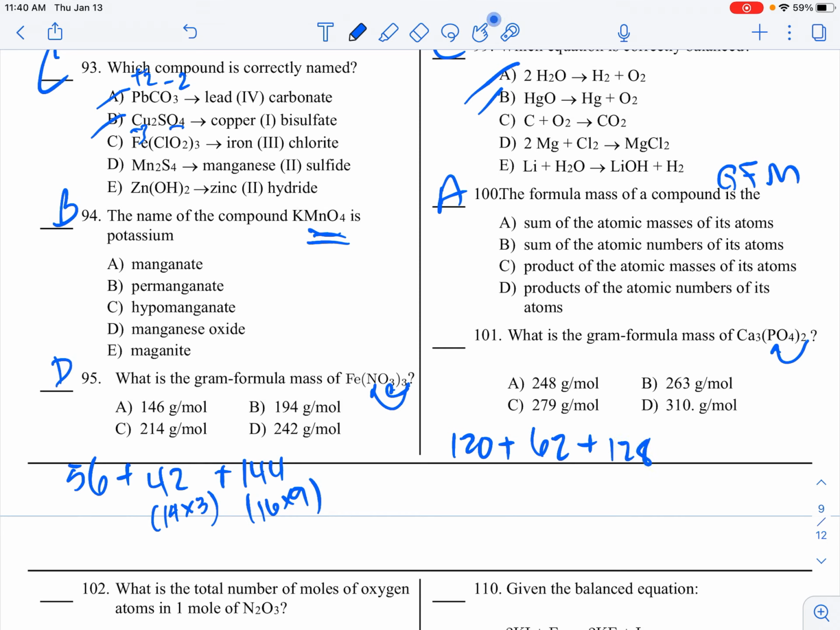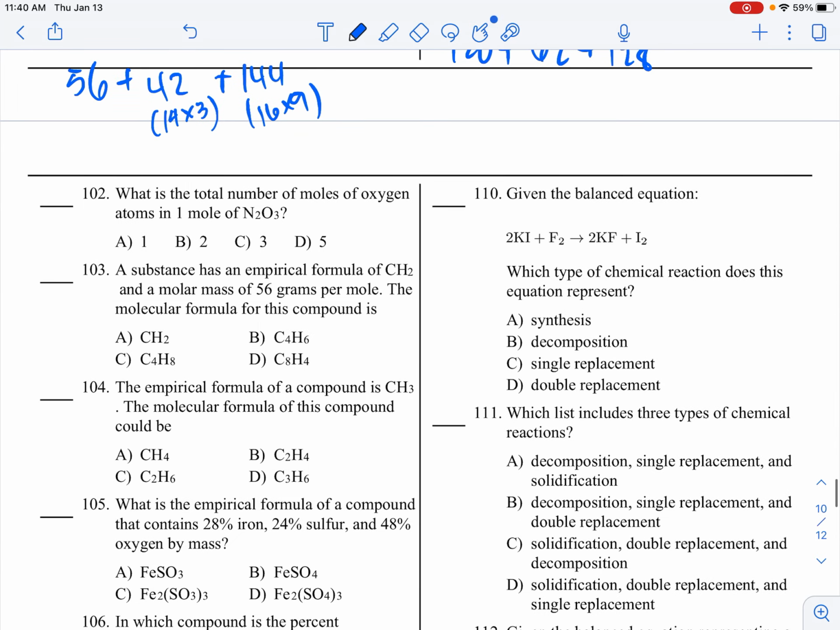So let's add those up. Hold on. Just adding them. And you get 310. Okay. Oh boy. What is the total number of moles of oxygen in 1 mole of that? So that's kind of a silly question, but it's 2 moles of nitrogen, 3 moles of oxygen, the molar ratio. So we're going to go with choice C.